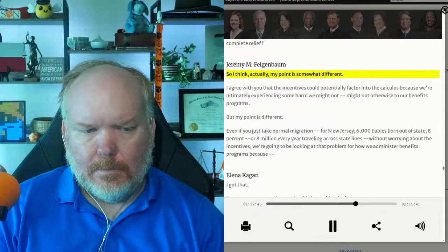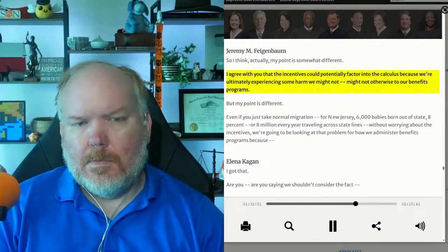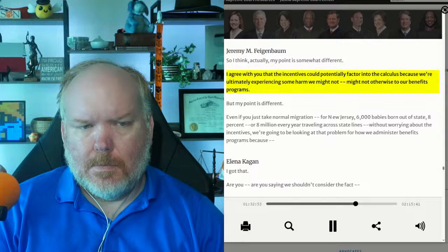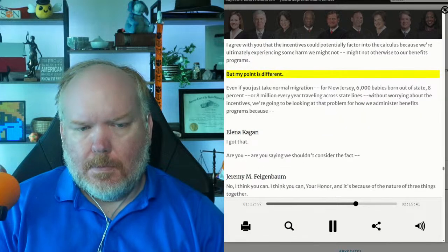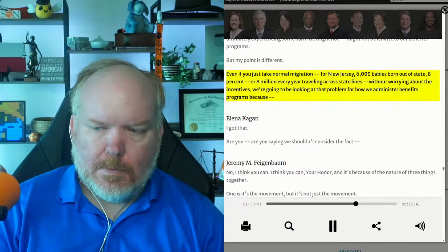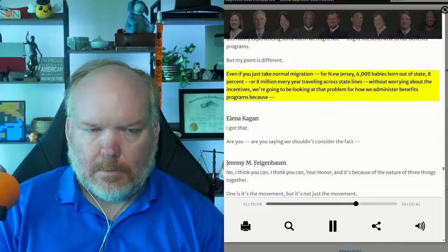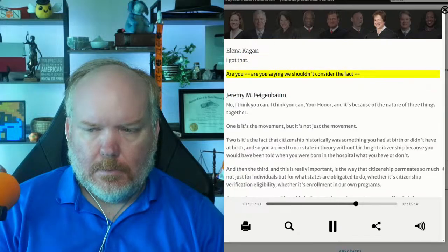So I think actually my point is somewhat different. I agree with you that the incentives could potentially factor into the calculus because we're ultimately experiencing some harm we might not otherwise to our benefits programs. But my point is different. Even if you just take normal migration for New Jersey, 6,000 babies born out of state, 8% or 8 million every year traveling across state lines without worrying about the incentives, we're going to be looking at that problem for how we administer benefits programs. I got that. Are you saying we shouldn't consider? No, I think you can.